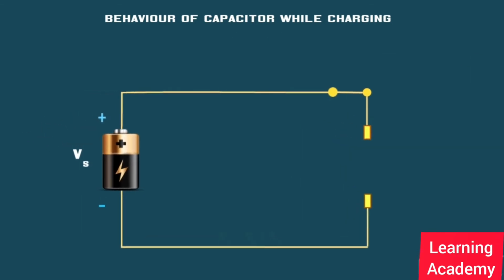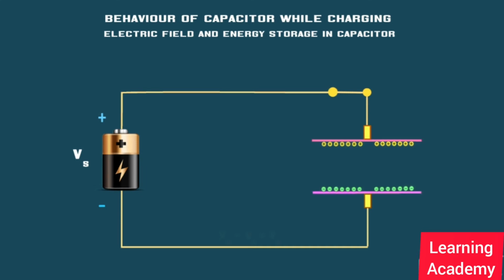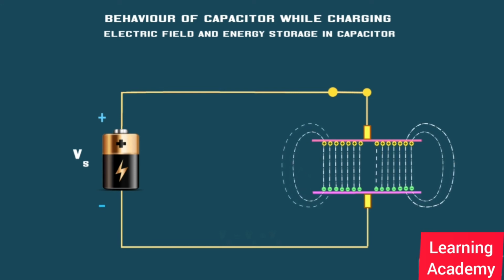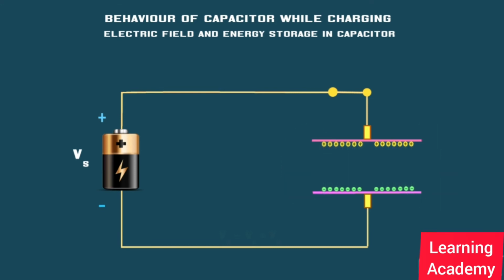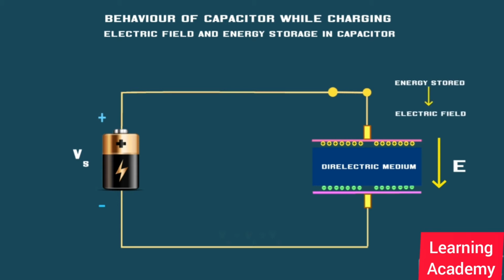Now, let's see the electric field and energy storage in the capacitor. Due to the potential difference between the capacitor plates, there is a strong force of attraction between the plates. But the electrons can't travel from plate 2 to plate 1 through the dielectric medium, or insulator. So, an electric field is developed between the plates. We can say that the energy is stored in the form of an electric field.